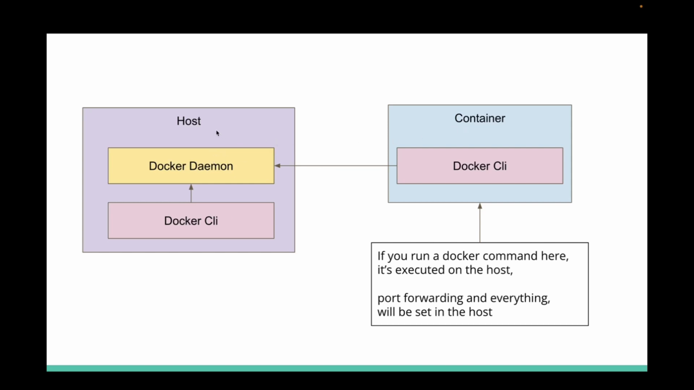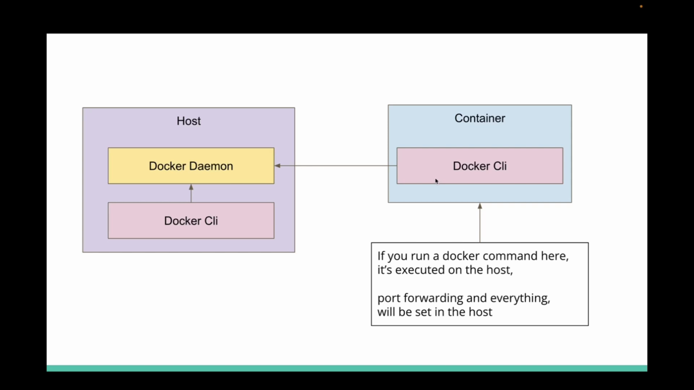Now imagine that on this host we are running this container. Inside this container, we can also install a Docker CLI, a Docker inside the Docker container, DND, which is connected to the Docker daemon of the host. So what does that mean then? It means that if you use this Docker CLI to execute any command, it's going to be executed on the host but displayed to you on the container. And this is what we have on the dev container on Codespaces.